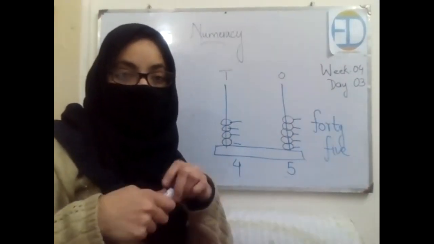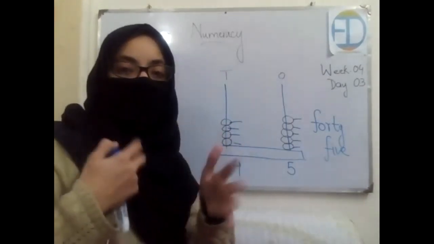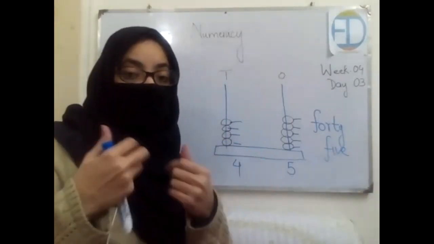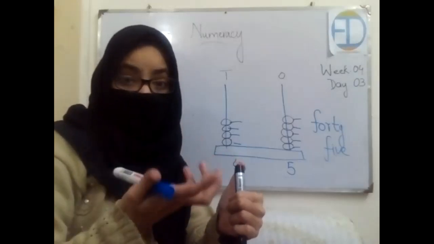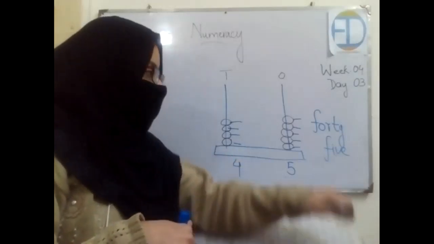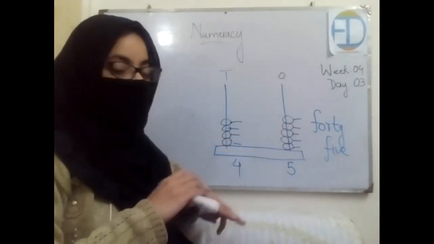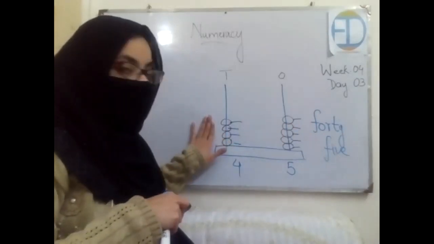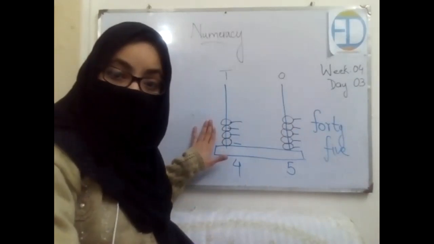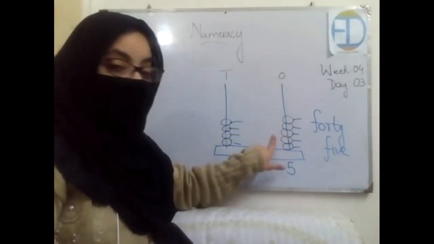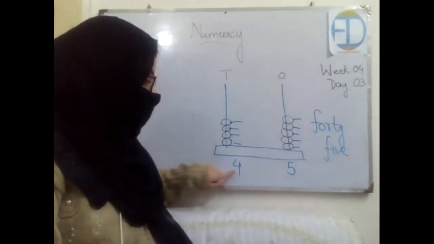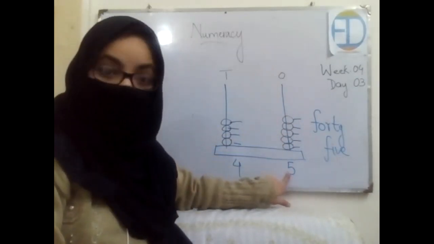Okay, so why am I using two color markers? Because this will help you a lot in memorizing and in counting how many beads there are, okay? So I have drawn an abacus over here. On the tens side, I have drawn 4 beads, and on the ones side, I have drawn 5 beads, right? And the number would be 45.